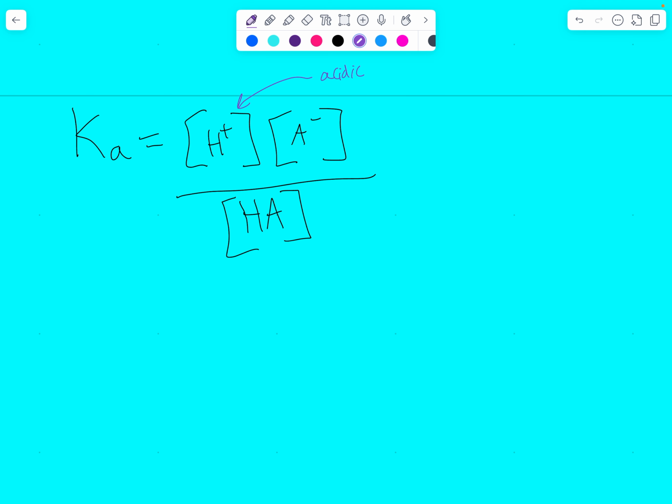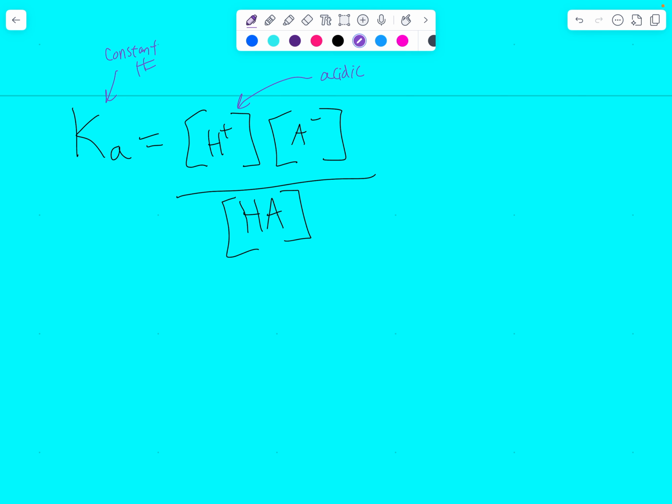This is the acid dissociation constant for a weak acid. This equation is called Ka. Again, the acid dissociation constant. It tells us how much a weak acid dissociates in water. So let's break it down. Ka is a constant number. All right? It's a constant number.